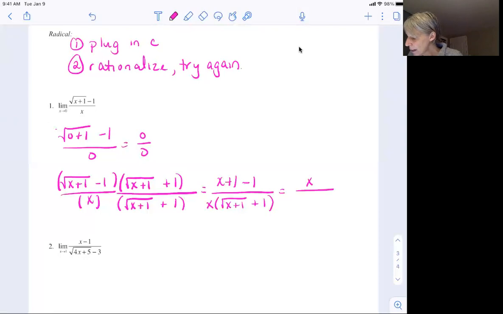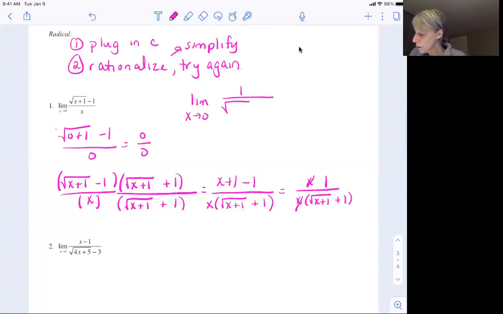So I'm going to reevaluate, right? We're going to first simplify, and I'm going to reevaluate this limit. We're going to rationalize, simplify, and try again. Now when I plug into this function, 1 over the square root of 0 plus 1, plus 1. Well, what is the square root of 1? It's just 1. So we get 1 over 2.